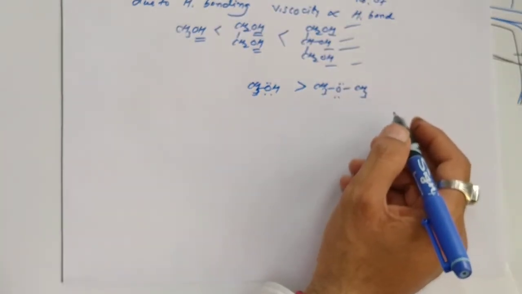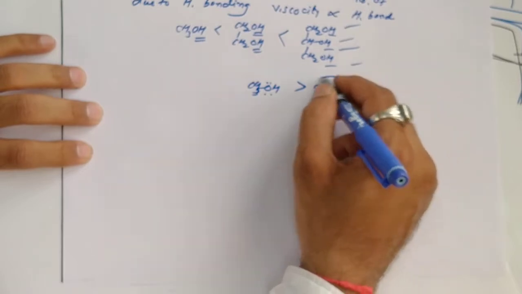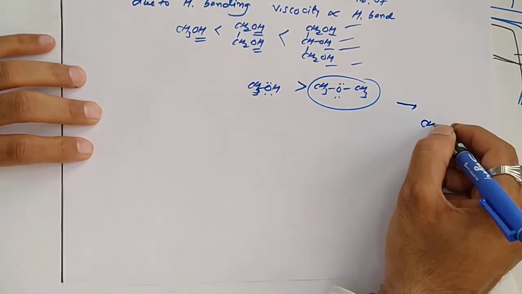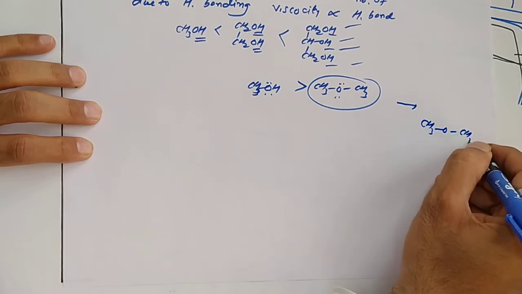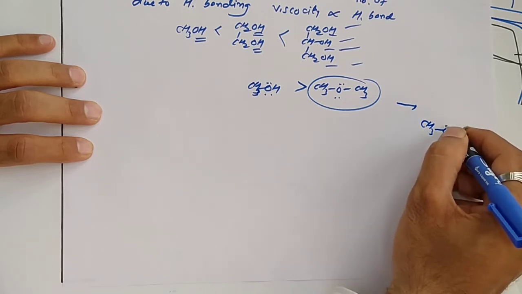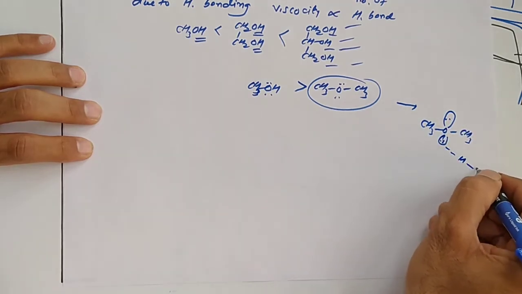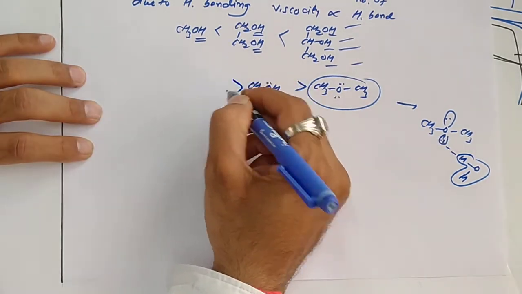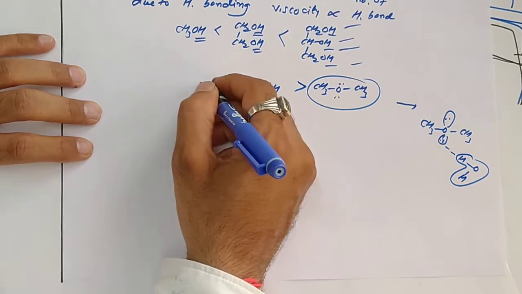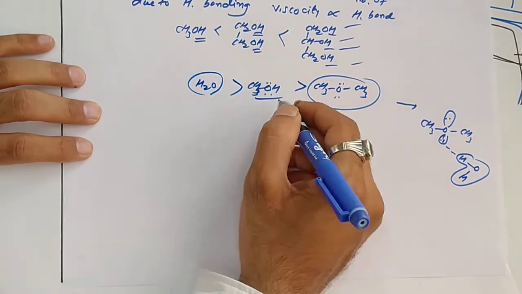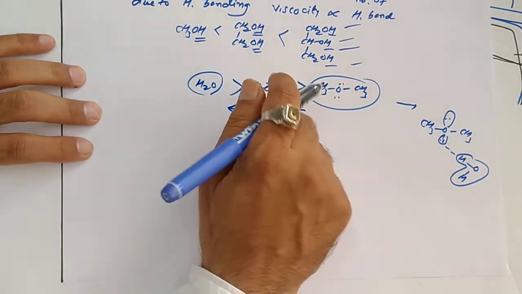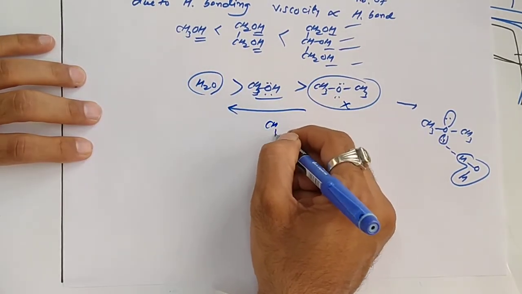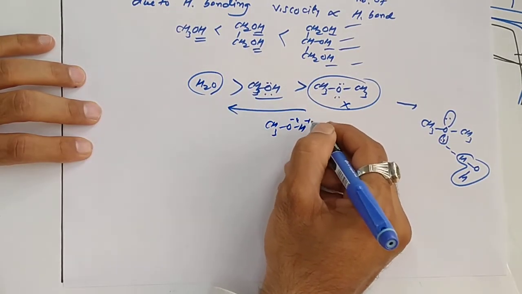Ether never makes a hydrogen bond with itself, but remember, ether makes a hydrogen bond with water. Ether with ether is not forming hydrogen bond, but ether with water forms hydrogen bond. In methanol hydrogen bond occurs, but water is more dense than both of the two. Why? In ether there is no hydrogen bond.